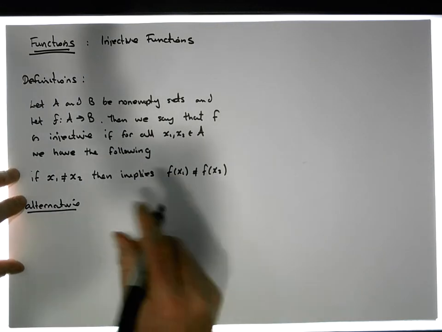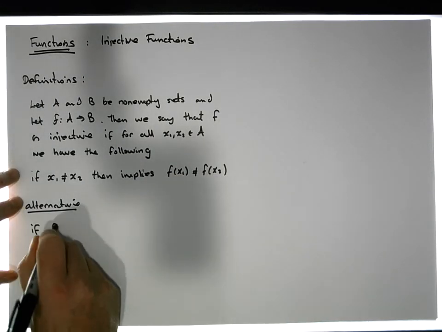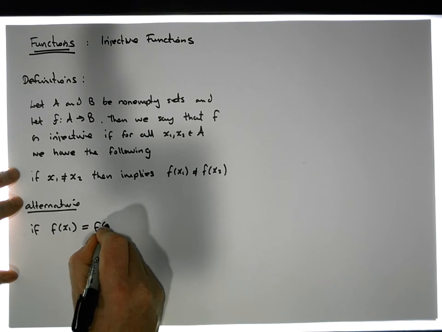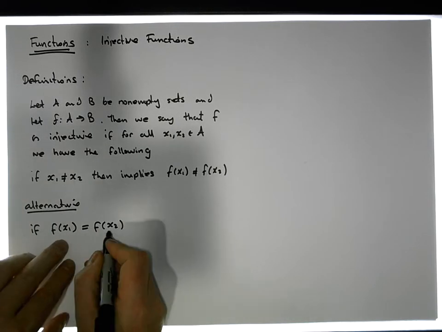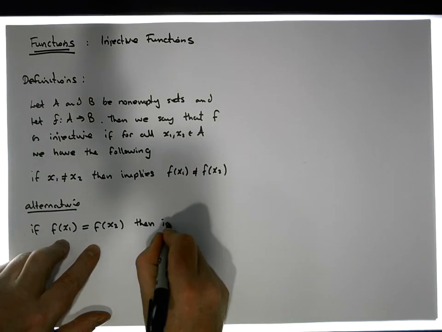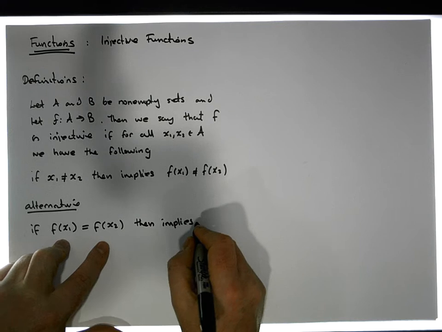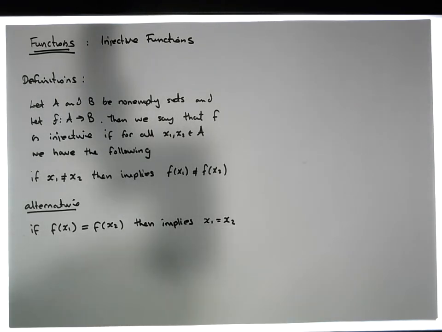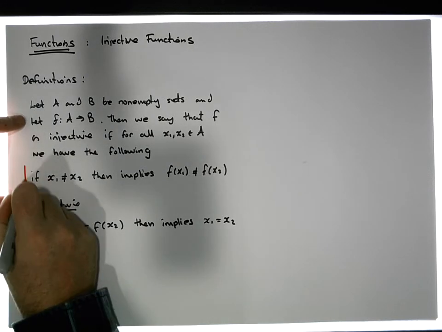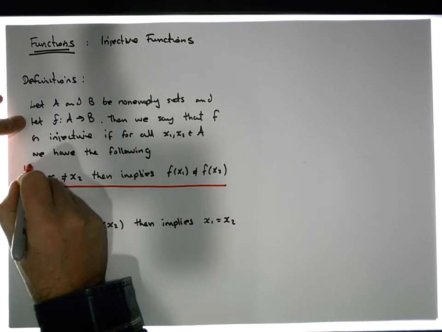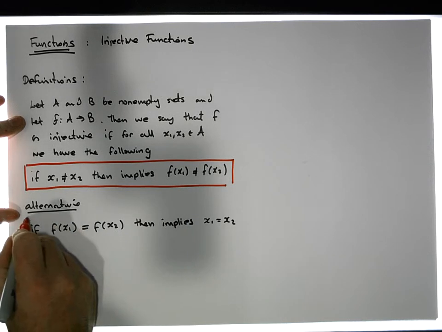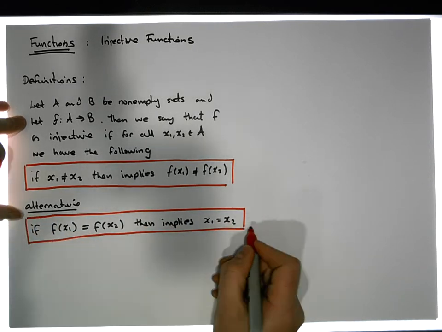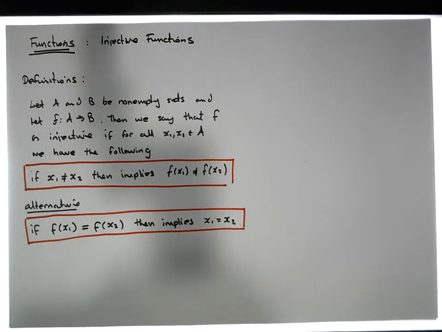An alternative way is if we have two values in the codomain or in the range that are equal, then this implies that they came from the same location, that x1 is equal to x2. So this is an alternative definition. There are two ways to look at this, and both are our definition of injectivity. They're just going from two different directions, if that makes sense.